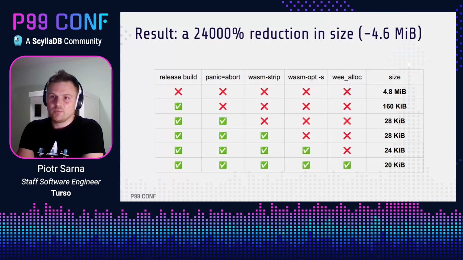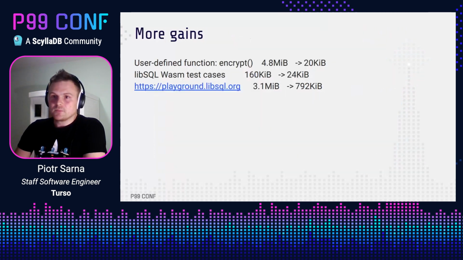The last 4 kilobytes were squeezed out of the binary by switching to another memory allocator, walloc. And I bet you can spend even more time here to reduce the size even further. And if somebody knows how, please reach out to me. But for our purposes, 20 kilobytes is already perfectly acceptable. So we stopped at that.